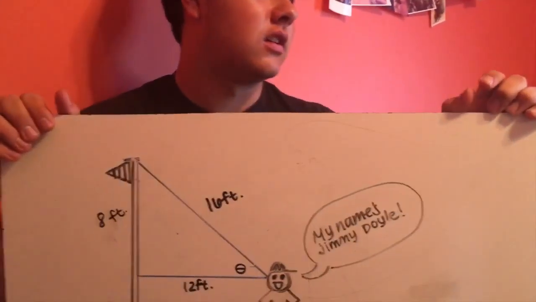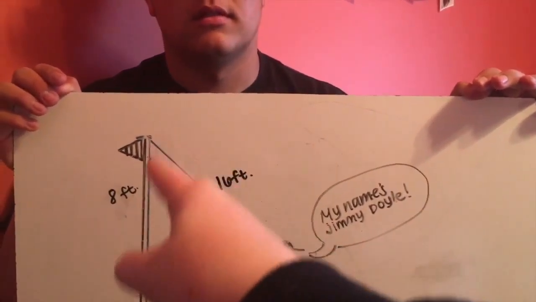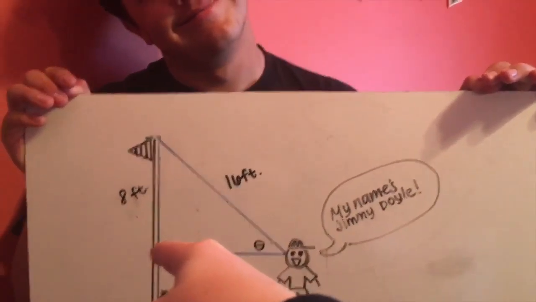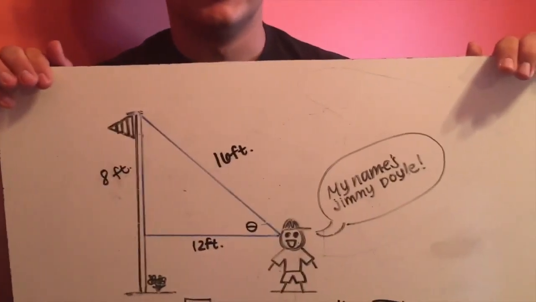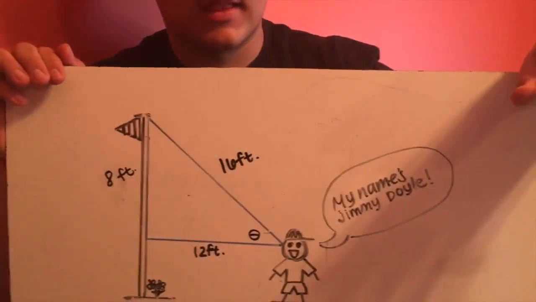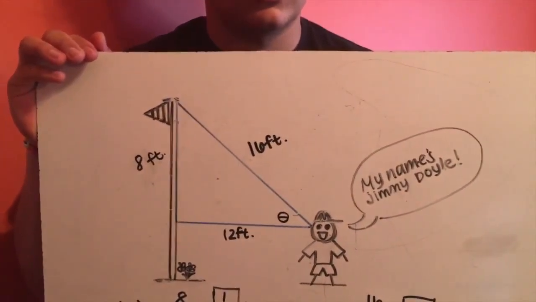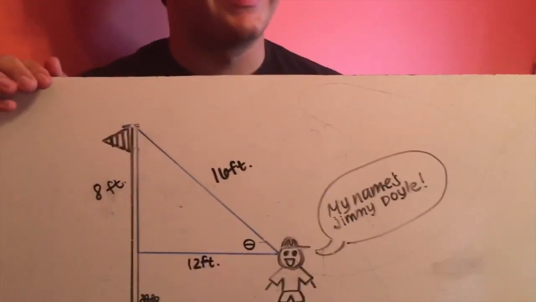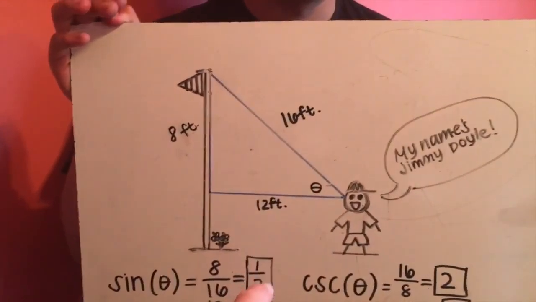So from Jimmy Doyle's eyesight to the top of the flagpole, like the height, is 8 feet. Okay, to get sine, it's opposite over hypotenuse. So it'd be 8 feet over 16 feet, and you have to simplify it, so it'd be 1/2.